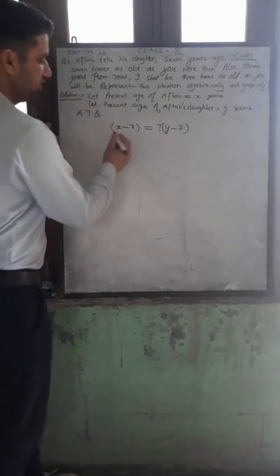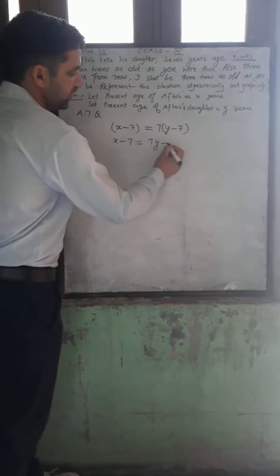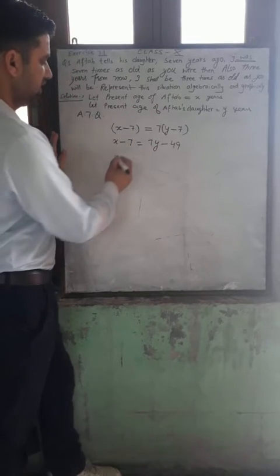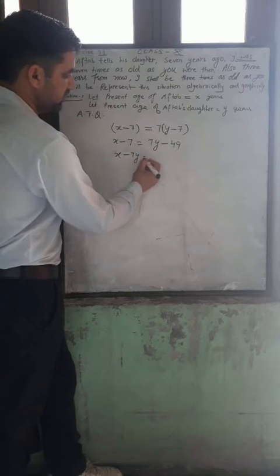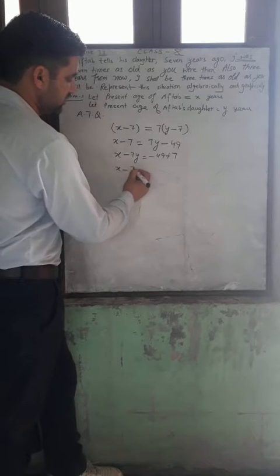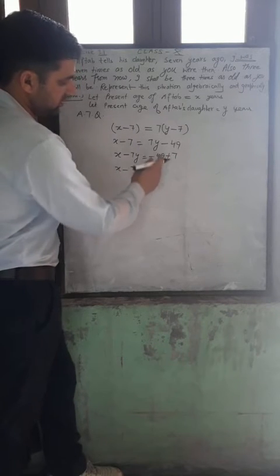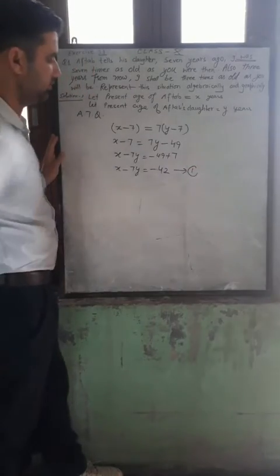Now just solve this. x minus 7 equals 7 times y minus 7, 7 7 ja 49. Now x minus 7y is equal to minus 49 plus 7. So x minus 7y is equal to minus 42. This is equation number 1.